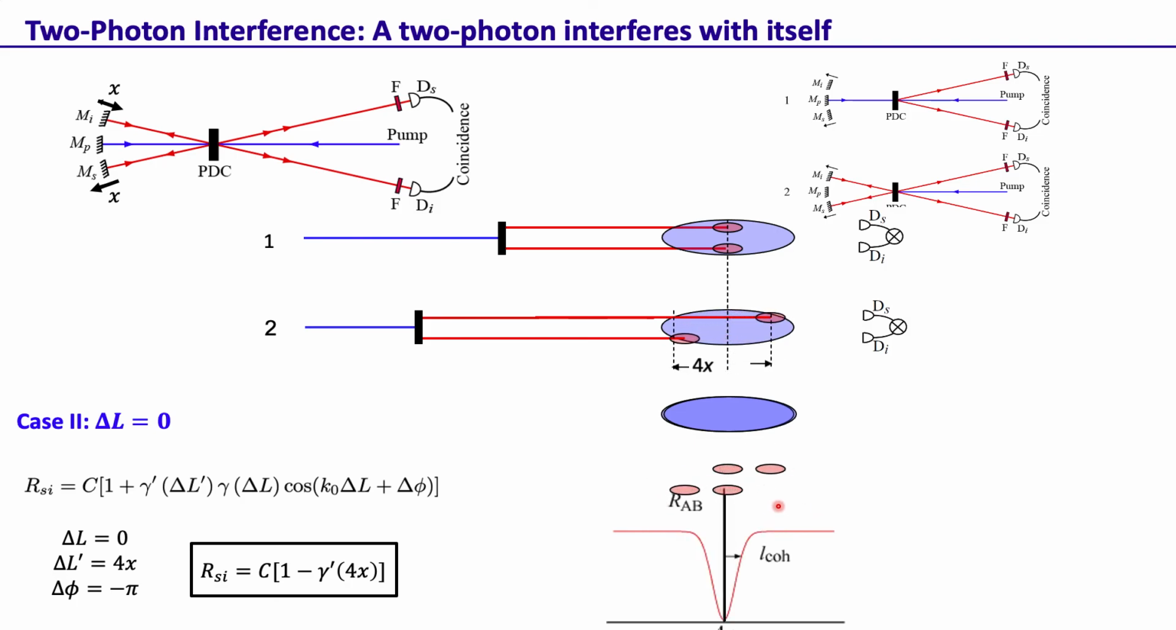So again, in a general interference scenario, we can have both delta L and delta L prime changing, and in that case it will be the effect of the overlap of both these different types of wave packets. So that is one intuitive way one can understand two-photon interference, and what one means by saying that a two-photon interferes with itself. For today's lecture, we will stop here. Thank you.